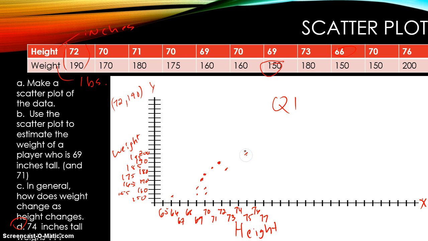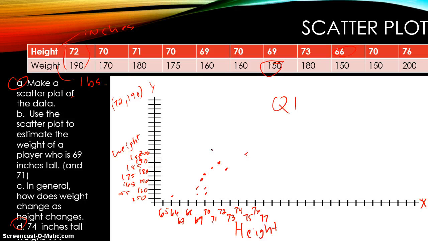Now I should have really only used this much for a graph. I made this bigger than I thought, and I should have expanded that part a little bit just to make it easier to see. But that's alright. First, make a scatter plot of the data. That's what I just created. I put all my data onto this graph in quadrant 1.